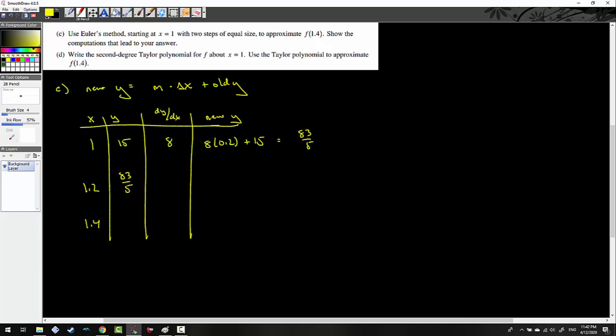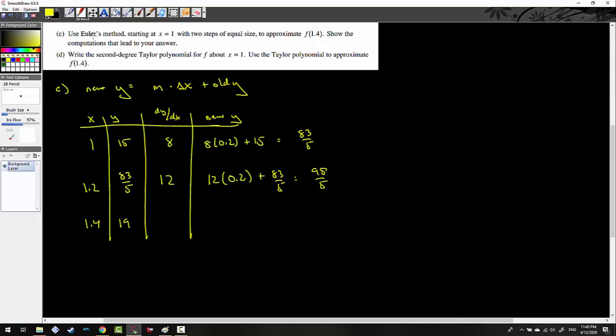And so dy/dx at this moment in time, again, I encourage you, please look at the table to find out what that is. F prime at 1.2, the table actually explicitly calls it 12. So we find new y again. So 12 times 0.2 plus 83 over 5. After a bunch of common denominator hocus pocus, you get 95 over 5, which you can leave the same way, or you can call it straight up 19.